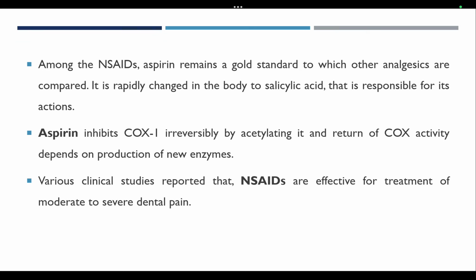Okay, aspirin is the gold standard to which other analgesics among the NSAIDs must be compared. Aspirin inhibits COX-1 irreversibly by acetylating it, and return of COX activity depends on production of new enzyme. This is how aspirin works to alleviate pain and to be an anti-inflammatory agent. Various clinical studies reported that NSAIDs are effective for treatment of moderate to severe dental pain.